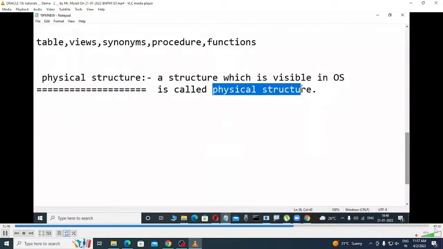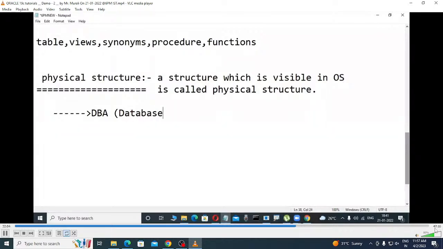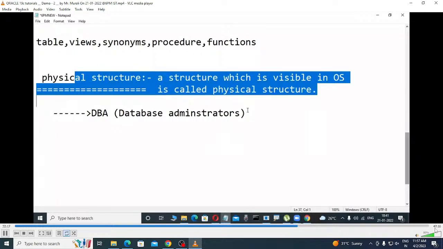But the physical structure, are you working in it, am I working in it? No. Some different type of persons are working. Who are they? The DBA, database administrator. In a project, some other types of persons are there in a database. Database administrators only work in the physical structure.